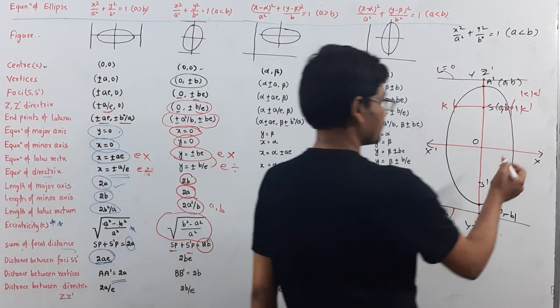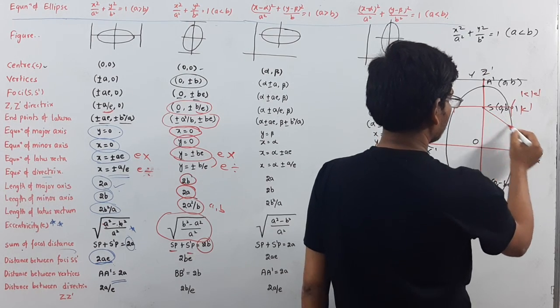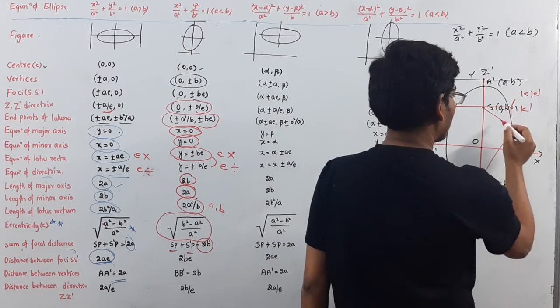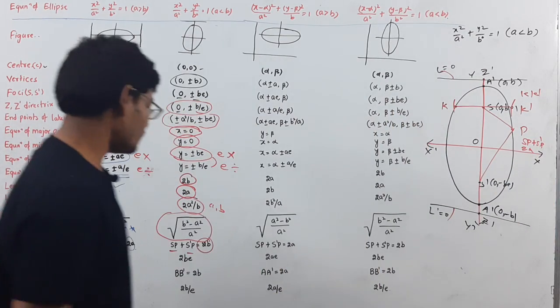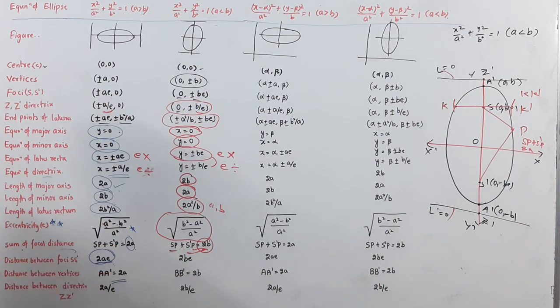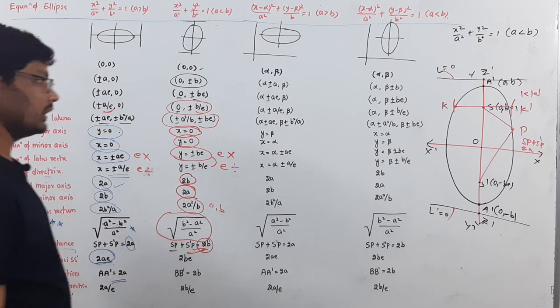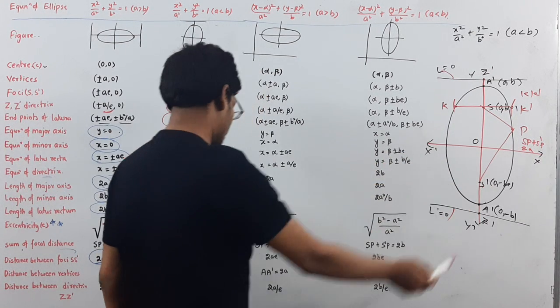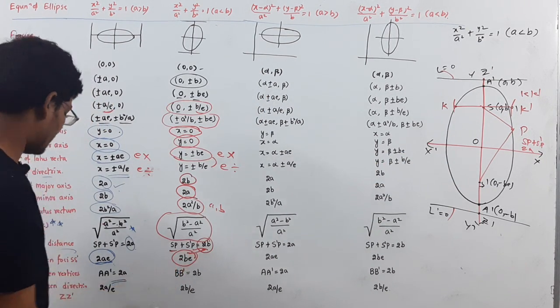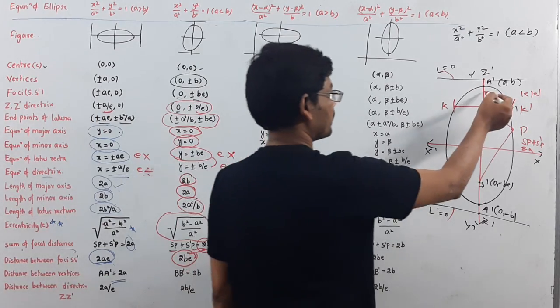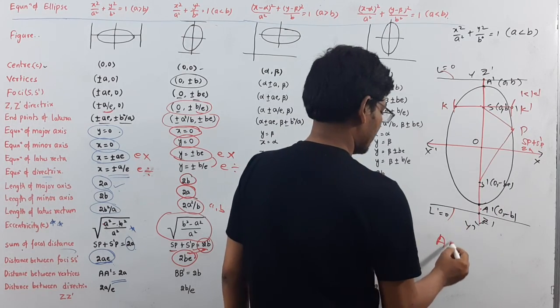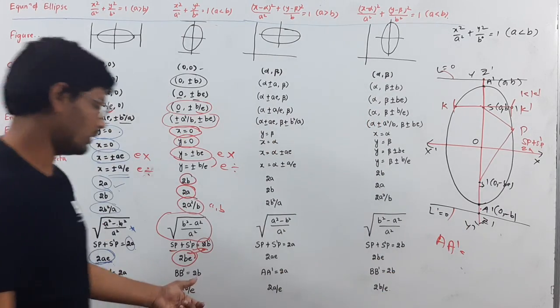I am taking a point P here. SP plus S dash P is equal to 2b. And the distance between foci, S to S dash, is 2be, and the distance between vertices, A to A dash, is equal to 2b here.